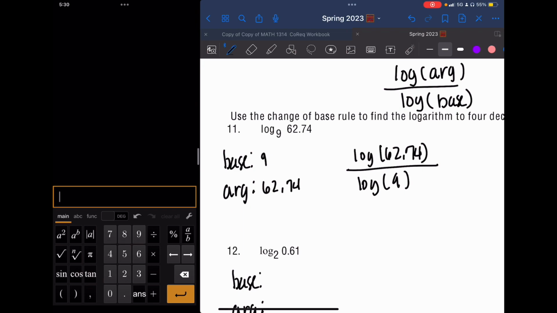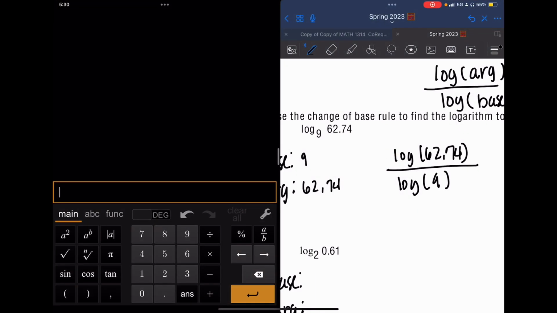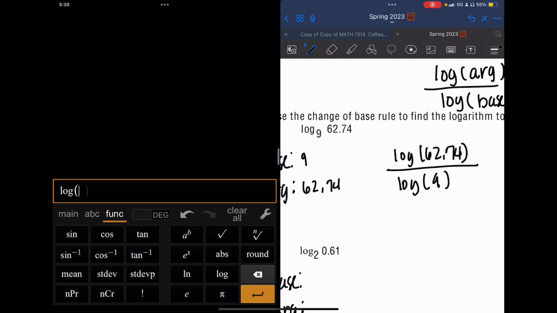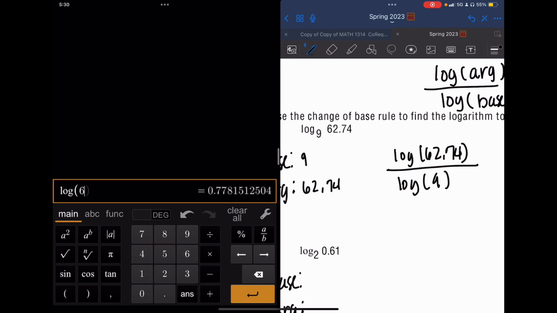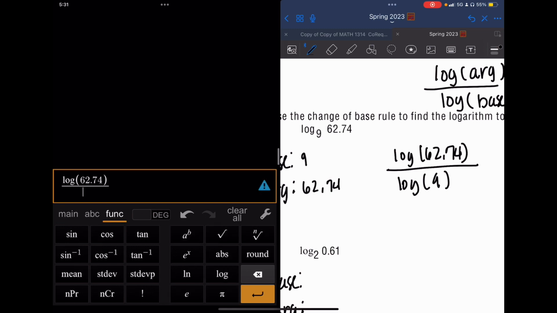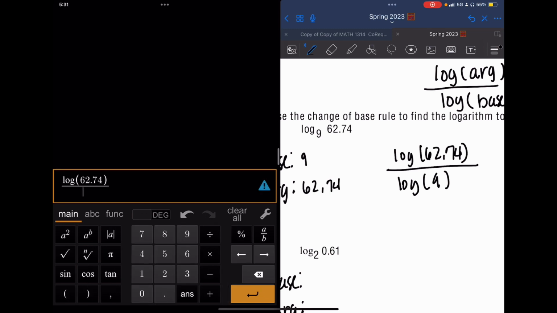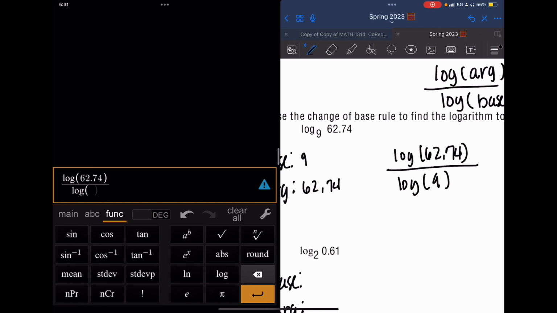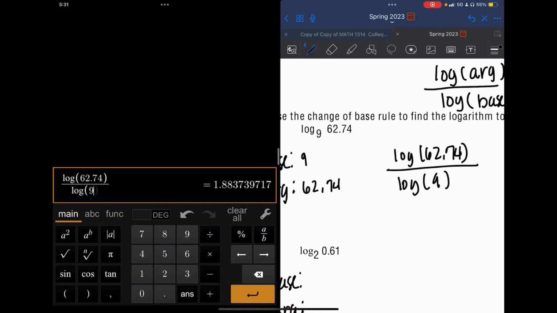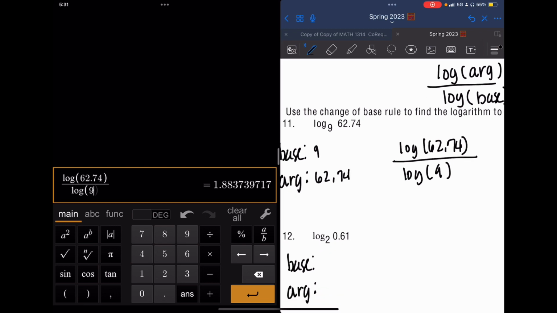So what do we get? So log of 62.74, parentheses, divided by log again of base 9. Four decimal places is our solution, 1.8837.